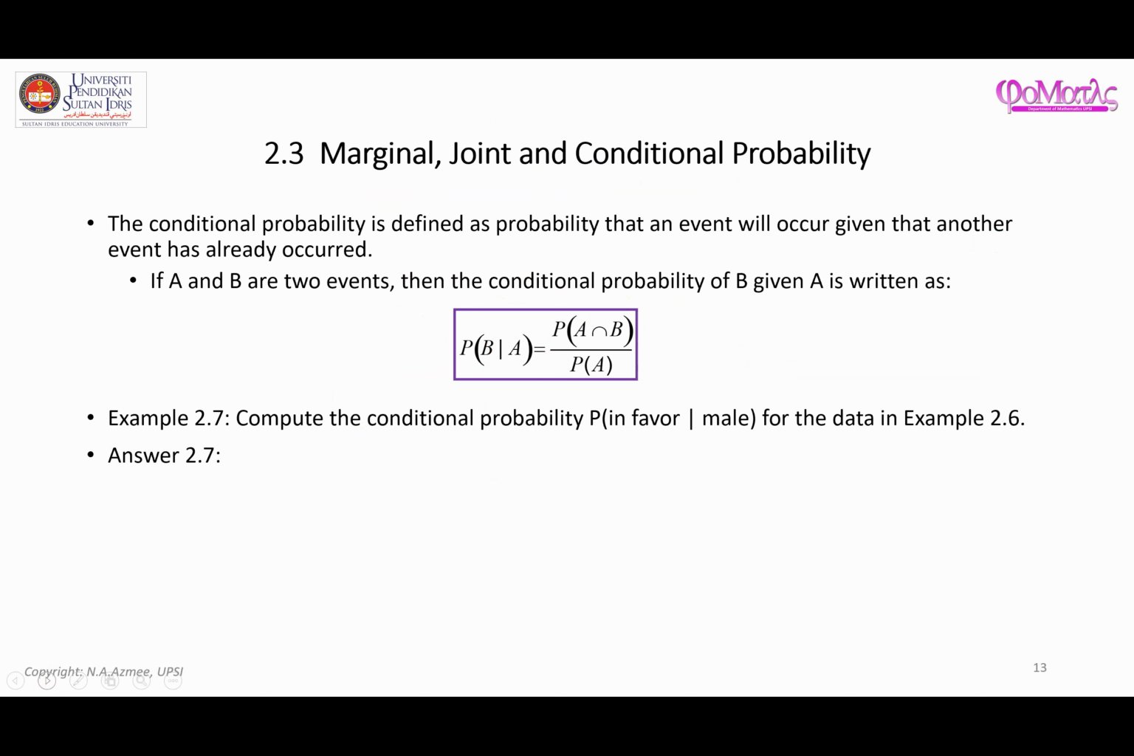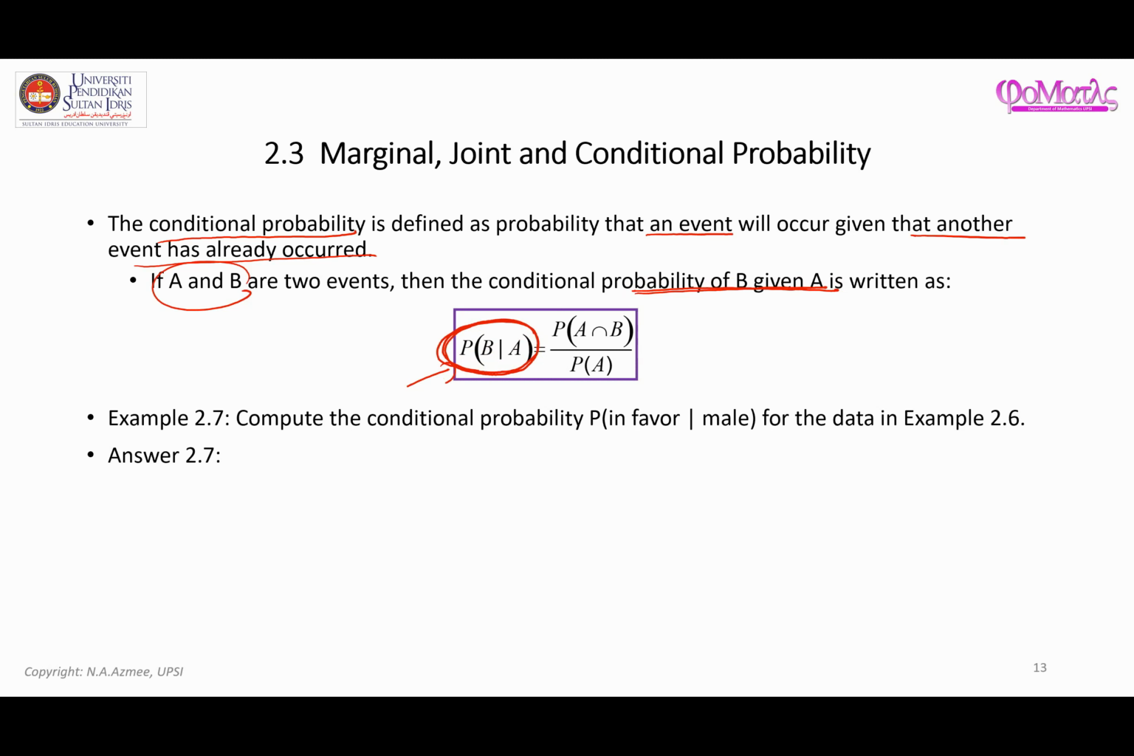Okay, let's move on to the next part. We're going to talk about conditional probability here, which is defined as the probability that an event will occur given that another event has already occurred. If you have A and B, and usually A comes first, the alphabet is A first, therefore we always use this notation. We say, what is the probability of B given A? Probability of B given A is denoted by this notation. A has already happened.